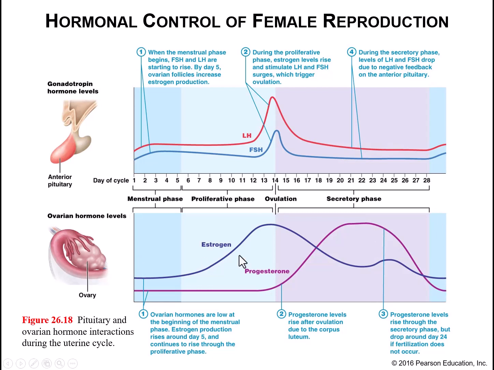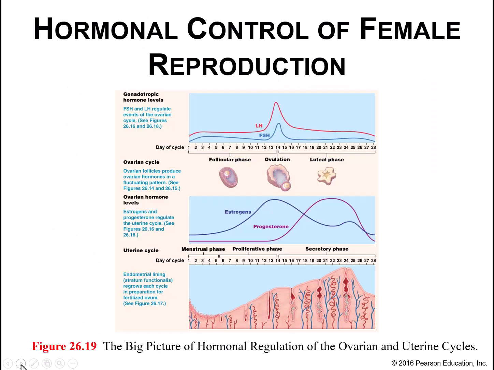Remember, these are ovarian hormones. Ovarian hormones are estrogen and progesterone. Our anterior pituitary hormones are LH and FSH, luteinizing hormone and follicle stimulating hormone. Remember to spell everything out. I don't want abbreviations. And so here we can see it all tied together with our ovarian cycle, with the anterior pituitary hormones, the ovarian hormones, and then the development of the uterine lining.